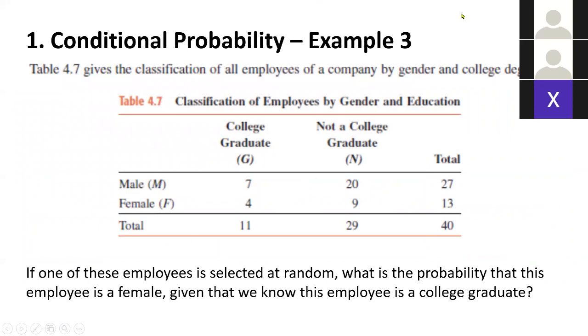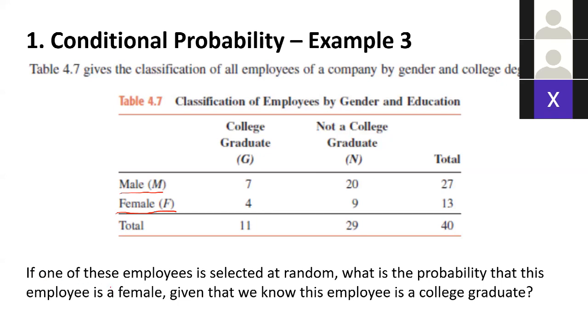This table gives a classification of all employees of a company by gender and college degree. That means if we randomly chose an employee from this company, this employee can be a male, and it can also be a female. Also, the chosen employee can be a college graduate, or not a college graduate. So this table lists all the possibilities here.